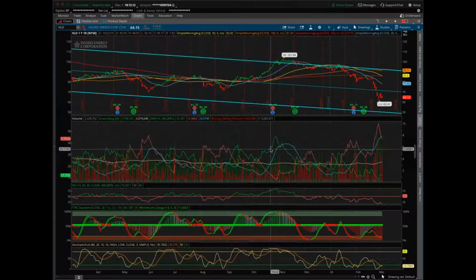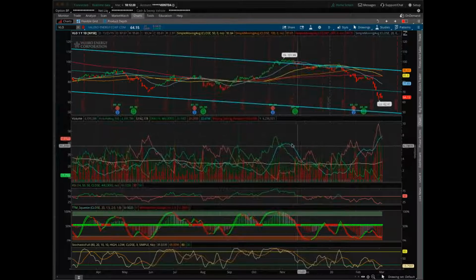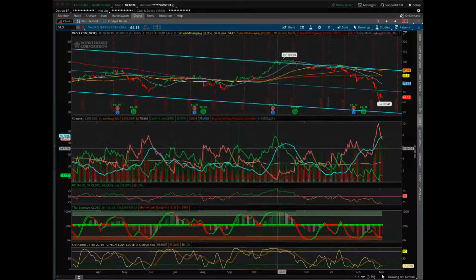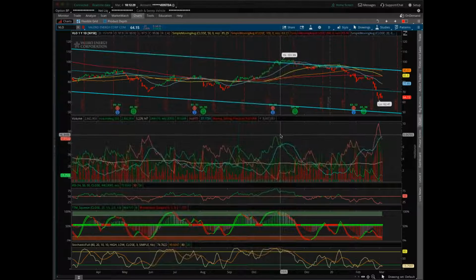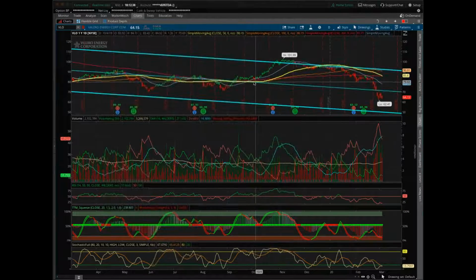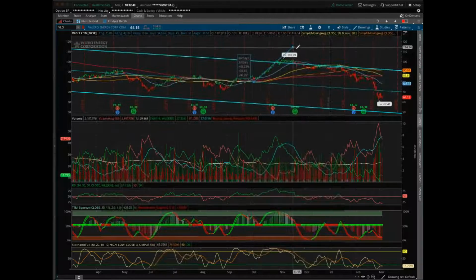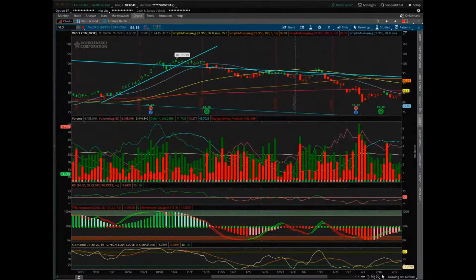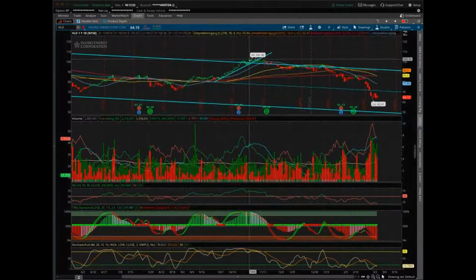So DMI green means buyers are in control. DMI red means sellers are in control. Okay, DMI blue is the average. Once the green or the red crosses over the average, that suggests a trend change. So here we have DMI green in control, means that the buyers are in control here. Let me zoom out real quick. Okay, so buyers are in control.